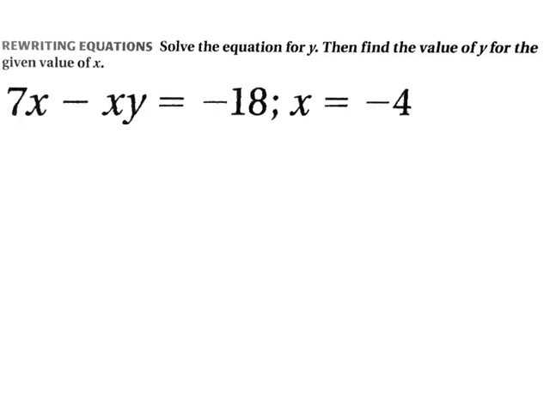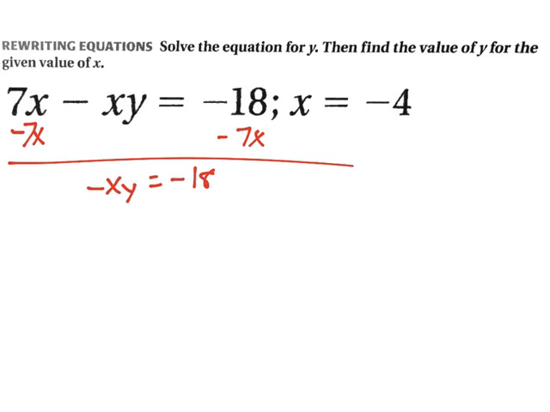Now, okay, we got another problem here. It says we're going to solve it for y. Solve the equation for y, then find the y. So what we're going to do here is we've got 7x over here, so we're going to minus 7x from both sides because we've got to get our y alone. We get negative xy equals negative 18 minus 17x minus 7x. I don't know why I put 17.